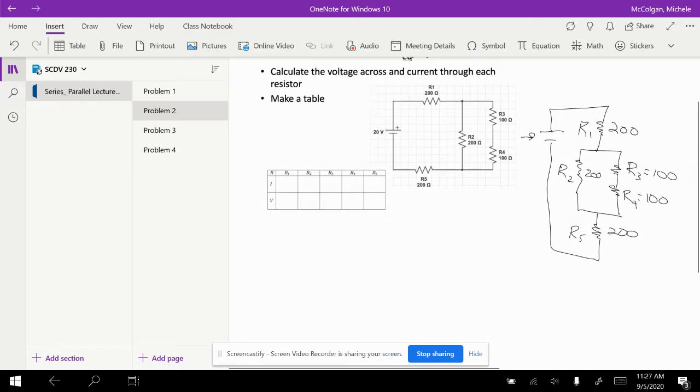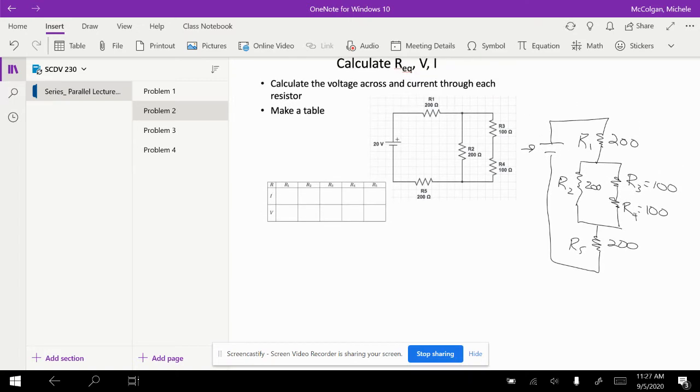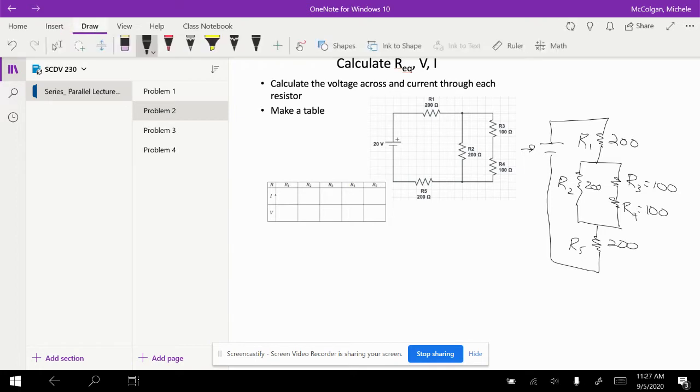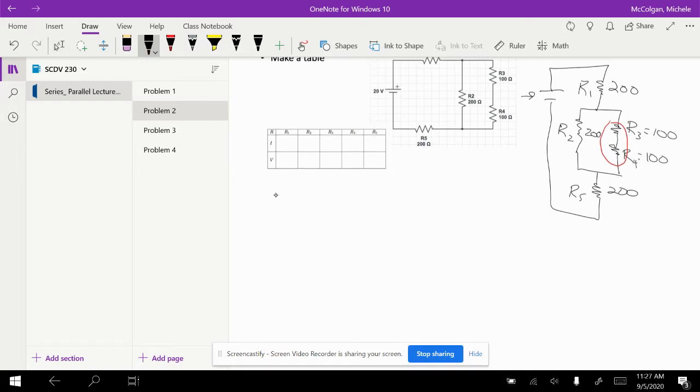Okay, so what we're going to do first is we're going to combine these two resistors. We'll do that down here. It's my R1, and then I'm going to have my R2, and I'm going to have R3 and 4 together here. R3, 4. This is R2, R1. This is R5.